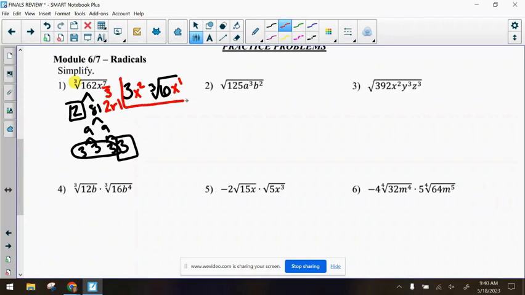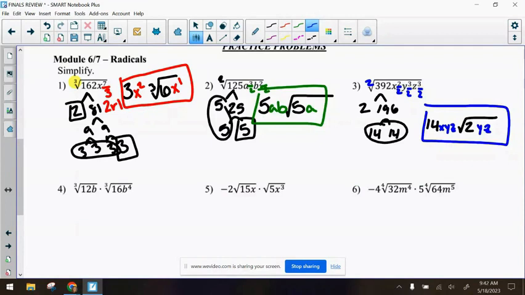And here was the final answer on number 1. At this point, go ahead and take a look at problems 2 and 3. Number 2, we got 5ab, square root of 5a. Notice that on number 2, there was no index listed. If there's nothing listed, we assume it's a 2. So onto the variables. We divide each by 2. For the a's, 2 goes into 3 one time, so we bring out an a and we leave 1 behind. For the b's, 2 goes into 2 one time evenly, so that's all we're bringing out.